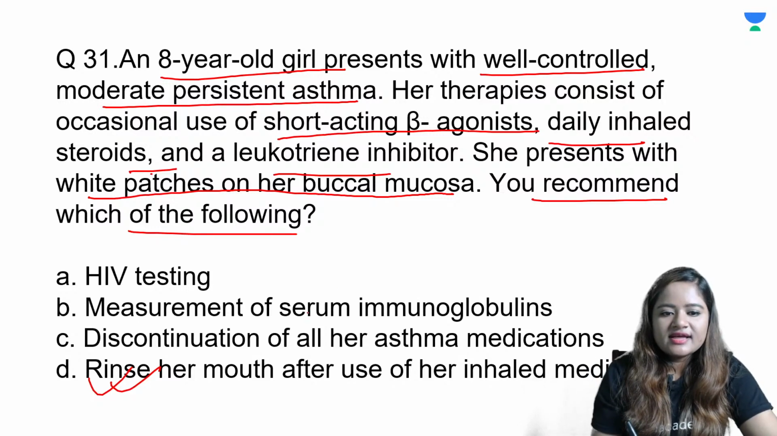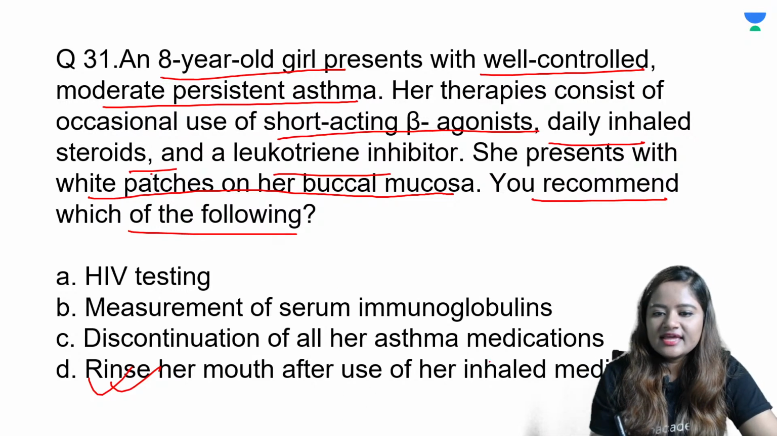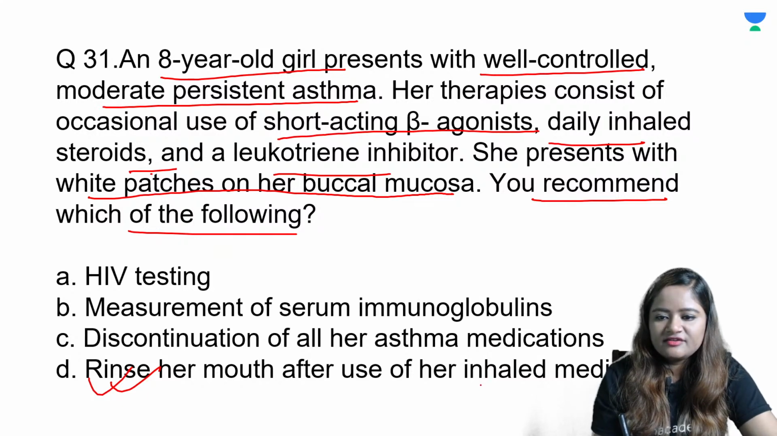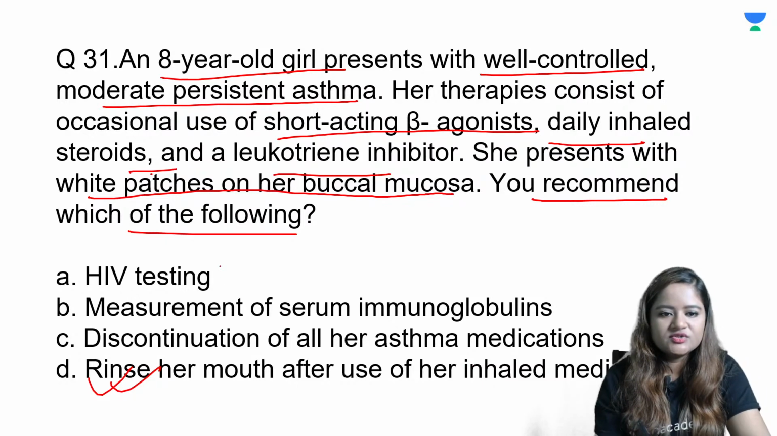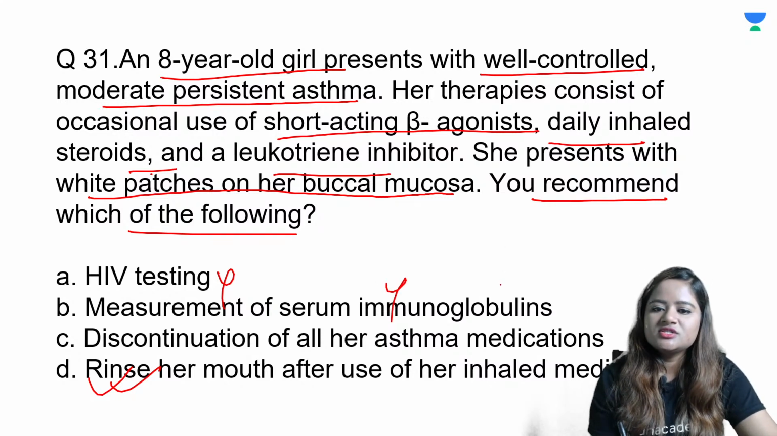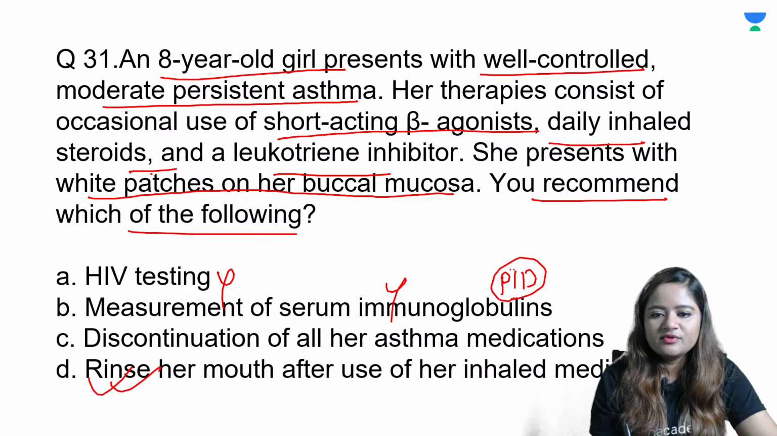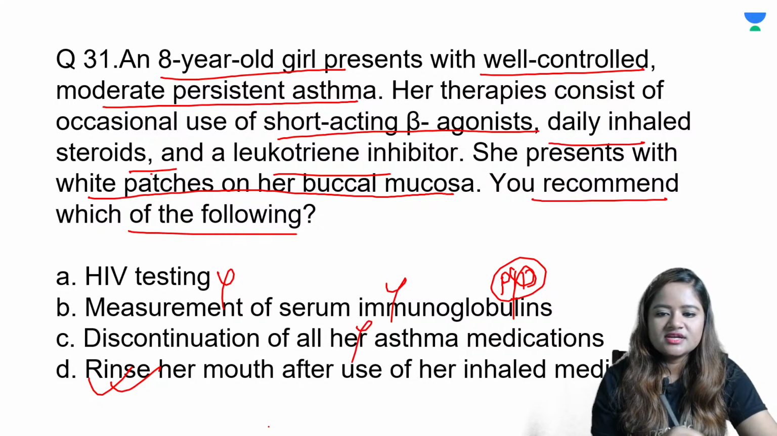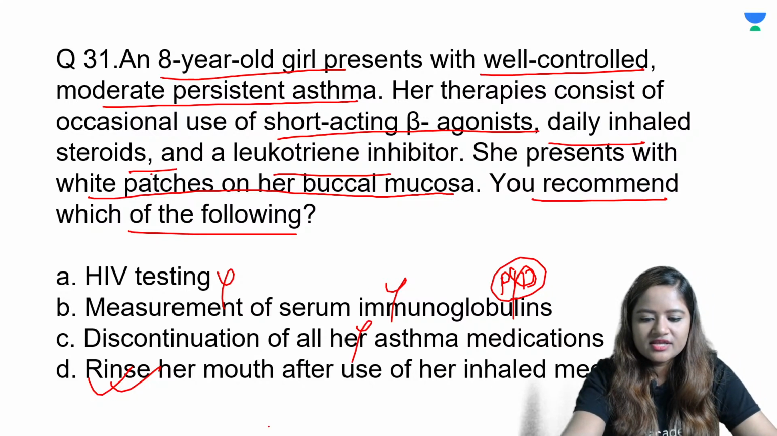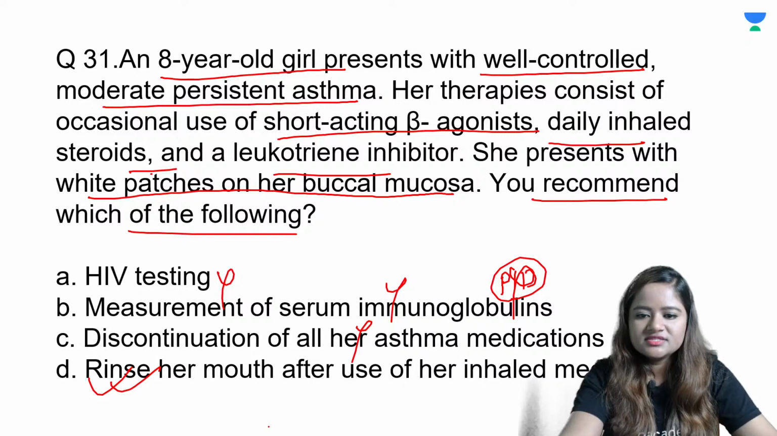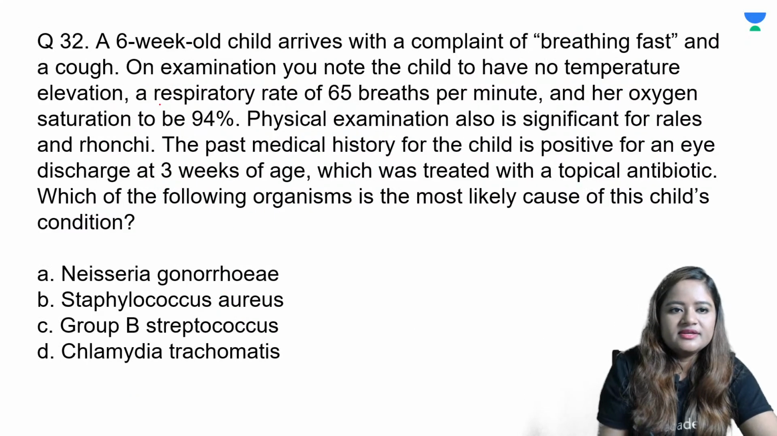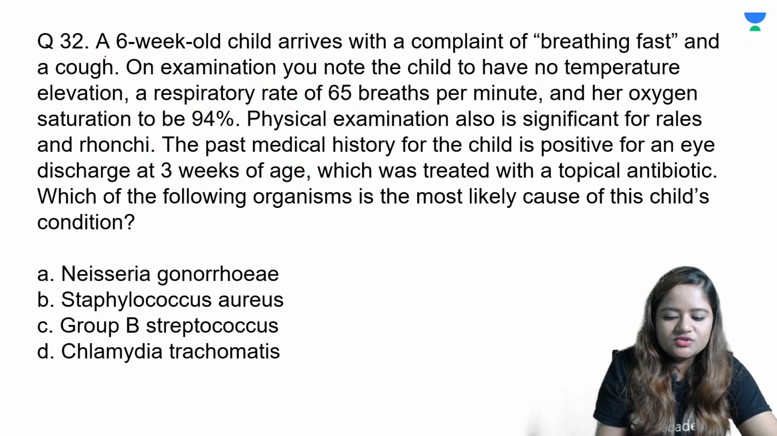So you can ask the child to rinse the mouth and then you can again examine it to see whether it is the side effect of the inhaled medication or the child has encountered some kind of infection. So HIV testing is not needed because it is because of inhaled steroid. Immunoglobulin is not needed because we are not talking about primary immunodeficiency disease, and you cannot discontinue the inhalers in asthma treatment. So you can just diagnose whether it is because of inhalers or is it because of any onset of recent infection. So you will ask her to rinse the mouth and re-examine the baby. Okay? Next question number 32.